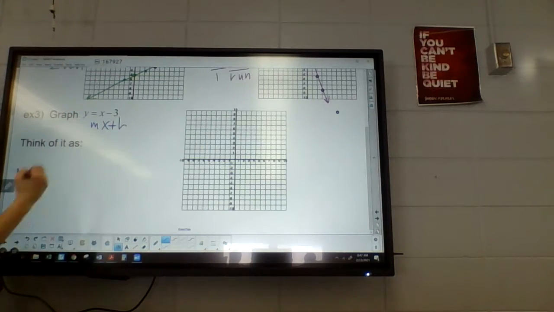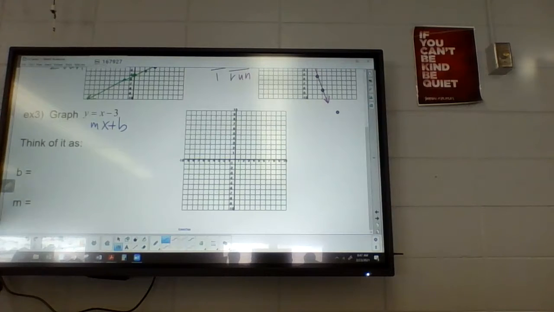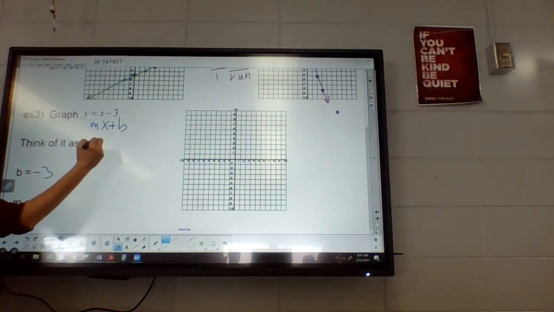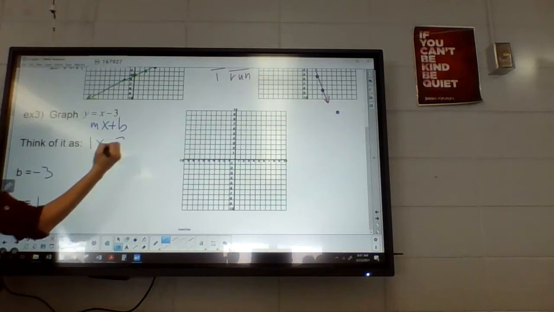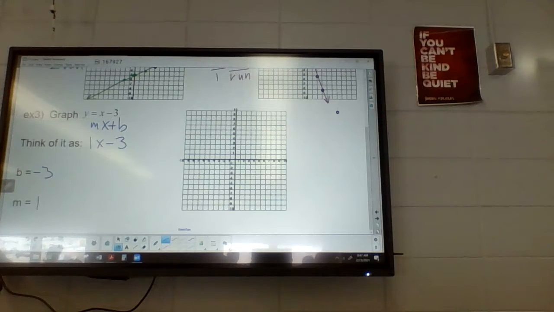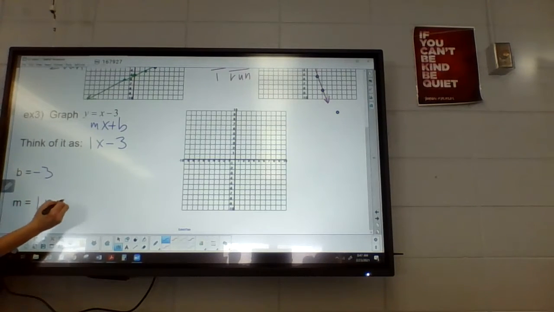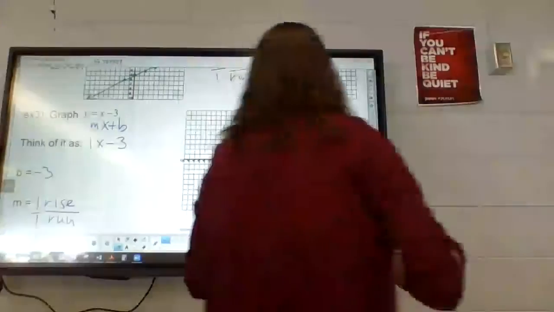What's b in this case? -3. How about the m? It's going to be 1. Because there's nothing in front of the x, it's really going to be like a 1x minus 3. So that's going to be our slope, just 1. And again, with slope, we want to make that rise over run, so 1 over 1.